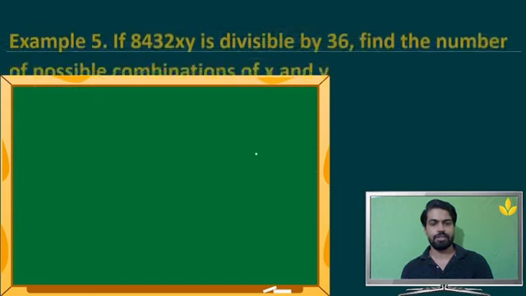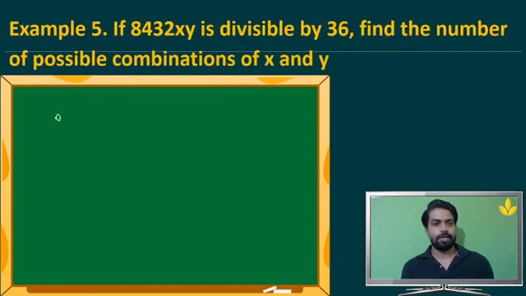The last question in this video, we have 8432xy. This is divisible by 36. So for 36, what is the rule? The number has to be divisible by the product of its co-prime factors. 9 into 4 is 36. It has to be divisible by 9 and divisible by 4. And what are the possible combinations of x and y? That is the question. So first, for 4, what are the possibilities?